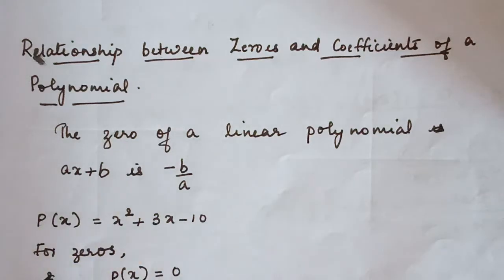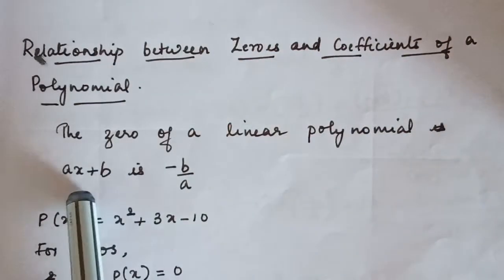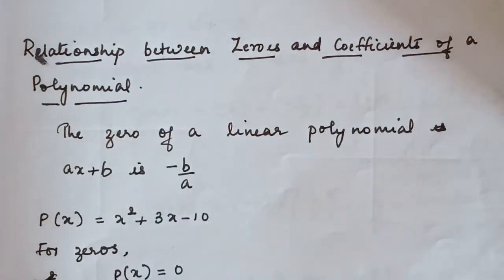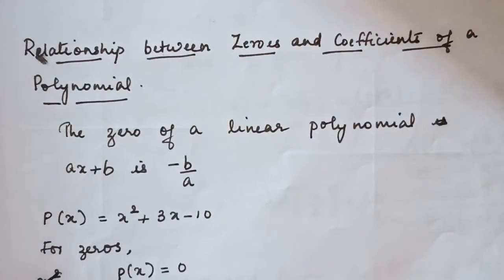Hi all, in this video we will see the relationship between zeros and coefficients of a polynomial. The zero of a linear polynomial ax plus b is minus b by a. You know how to find out the zeros of a polynomial.